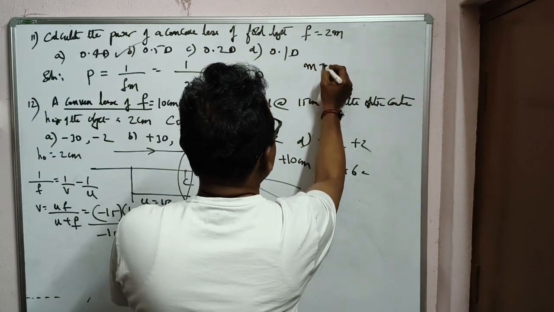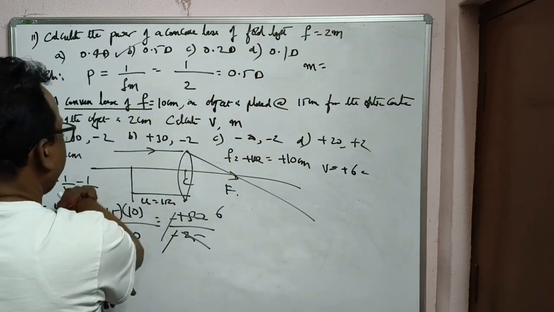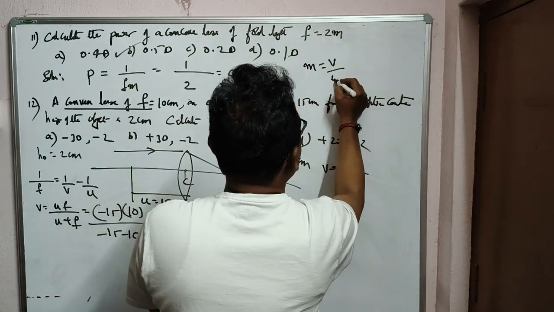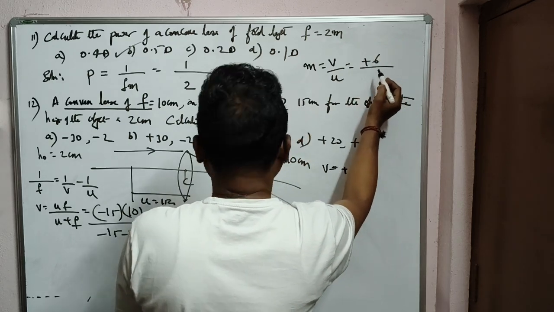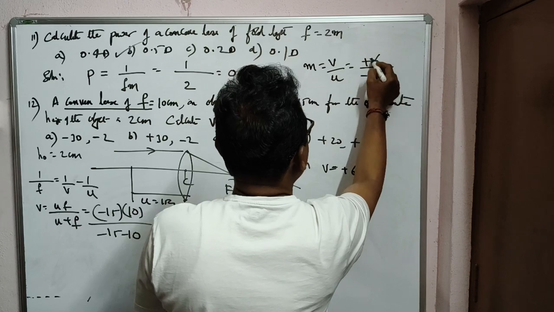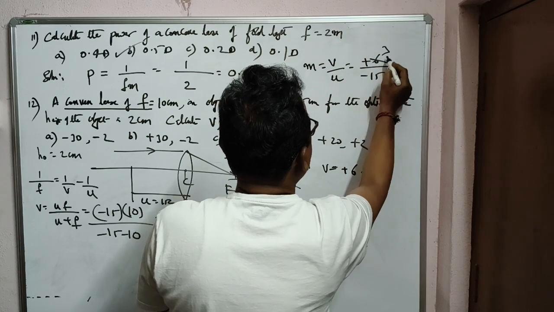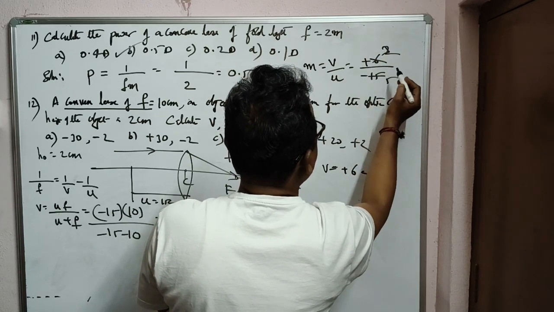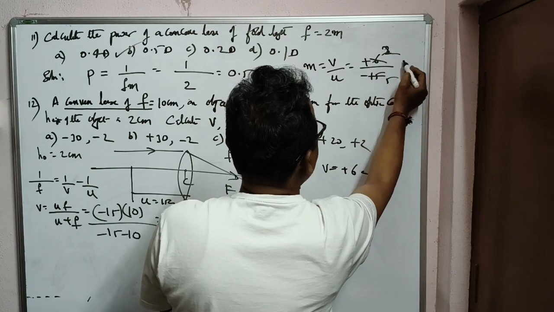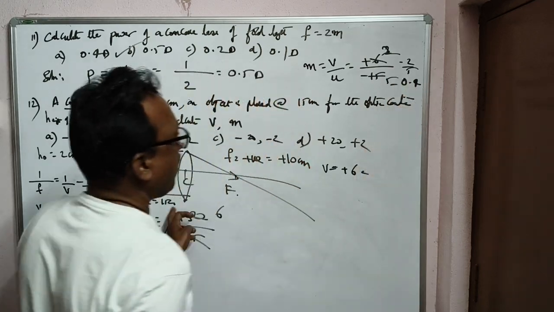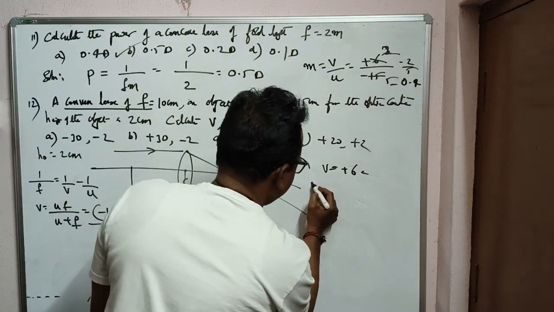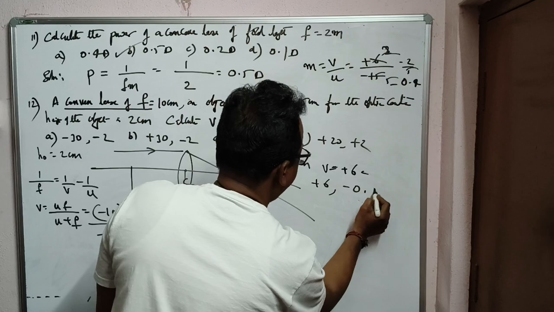And what is magnification for the lens formula? V by U, that is with the sign. Plus 6 by U, minus 15. 3 2s are 6, 3 5s are 15. That is 2 by 5, with the minus sign, that means minus 0.4. That means the answers are plus 6 comma minus 0.4.